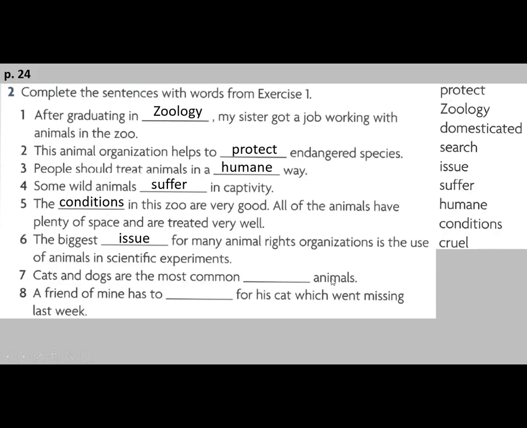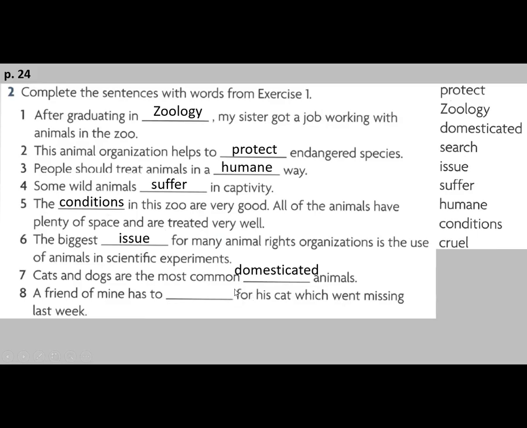Cats and dogs are the most common. If you remember cats, dogs, people keep them at home sometimes. So they are, which word means home? Domesticated animals.